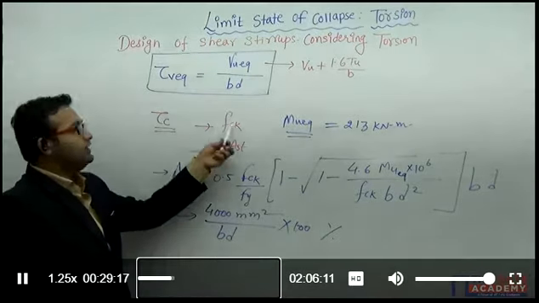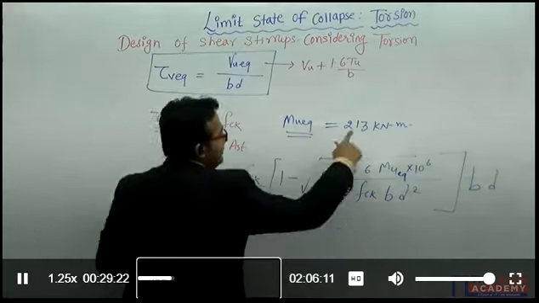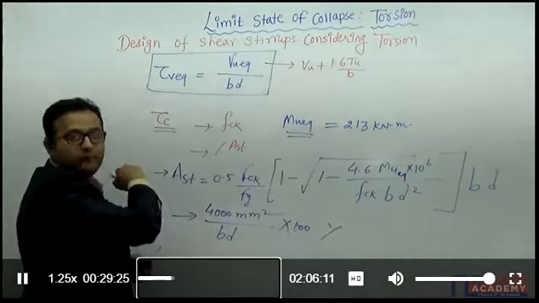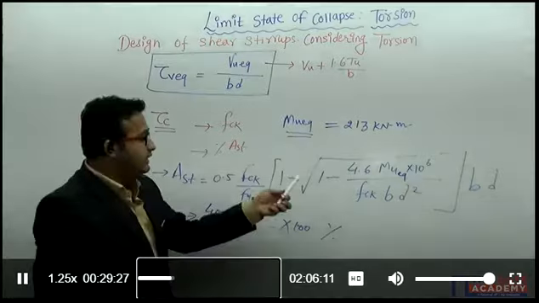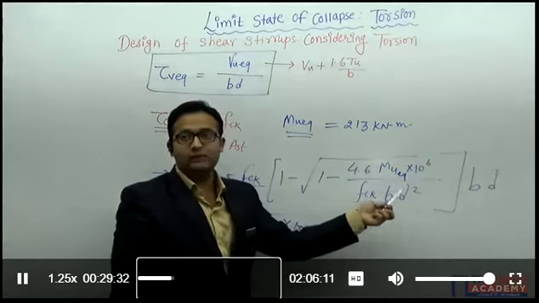Right? So tau c, I know it depends on the grade of concrete and the percentage AST. This percentage AST is calculated using this formula. In this formula, I will be using MU equivalent. I will not be using actual MU. I will be using equivalent bending moment. Right?